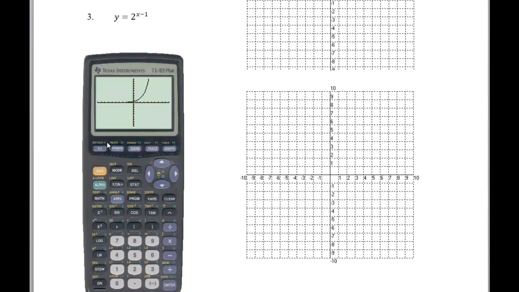It would be shifted to the left if it were x plus 1. So again, I'll show you an example of the graph with the shift, and here's the graph without the shift. This is 2 to the x. So here's the graph with the shift, here's the graph without the shift, so you can see that this x minus 1 does indeed shift it to the right.